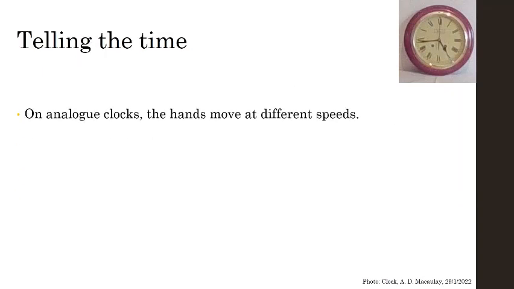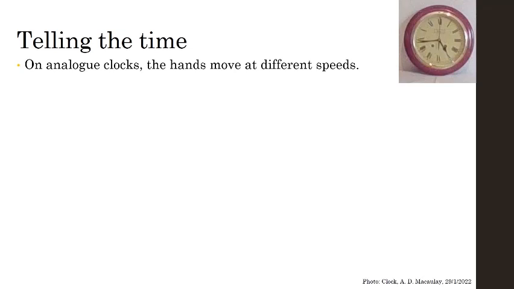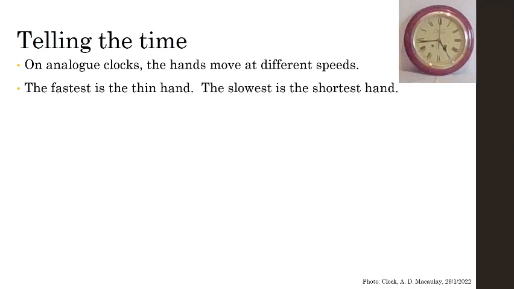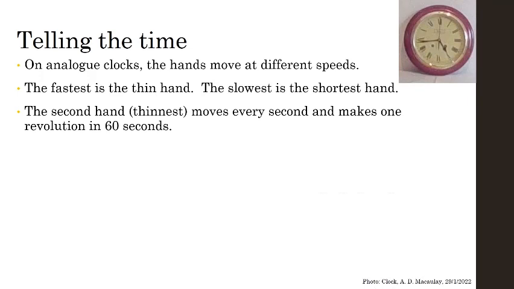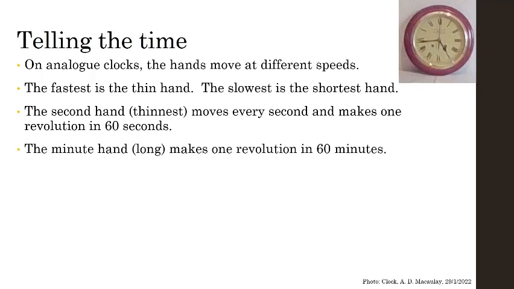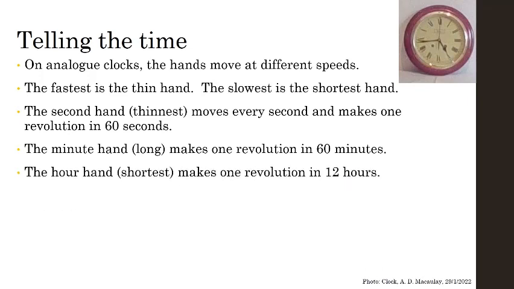So how do we tell the time? On analogue clocks, the hands move at different speeds. The fastest is the thin hand, the slowest is the shortest hand. The second hand, the thinnest one, moves every second and makes one revolution in 60 seconds. The minute hand, or the long hand, makes one revolution in 60 minutes. And the hour hand, or the shortest one, makes one revolution in 12 hours. So in one day, the shortest hour hand goes around twice.